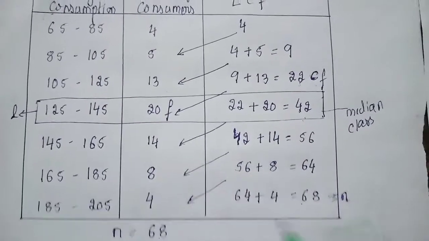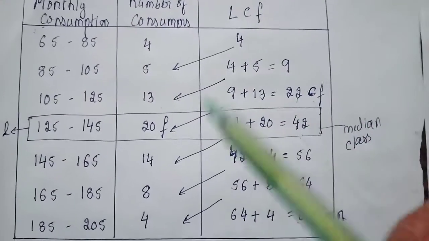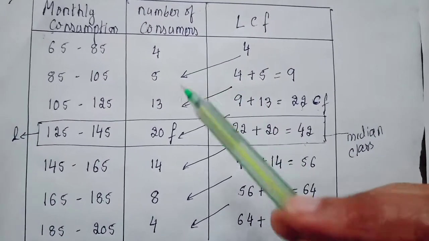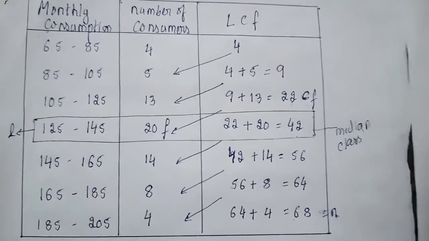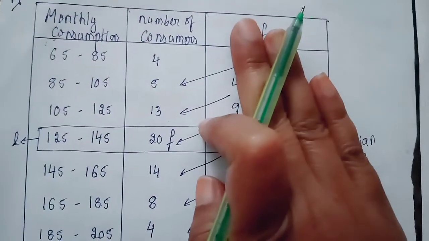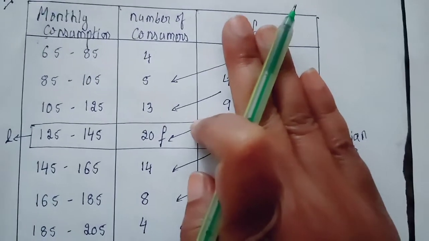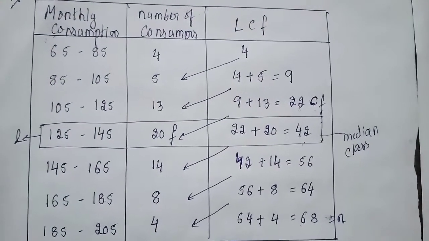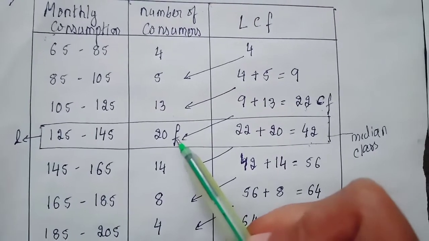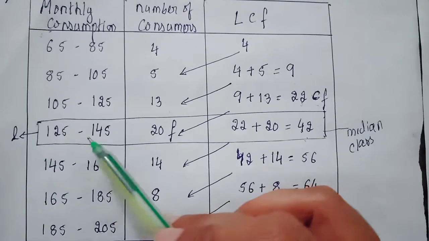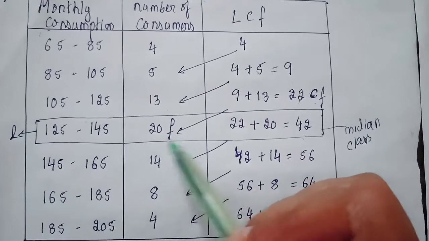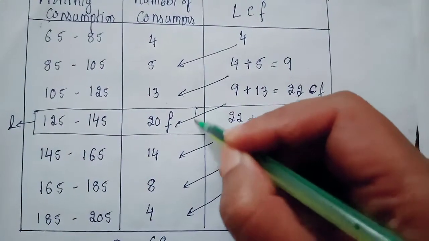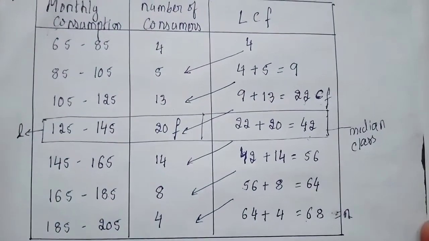Just recall, what is a modal class? The class interval with maximum frequency is the modal class. So you can see what is the maximum frequency. And remember children, this column is not required for the mode, but still I am doing it in the same table. So 20 is the maximum frequency. Therefore 125 to 145 becomes the modal class.